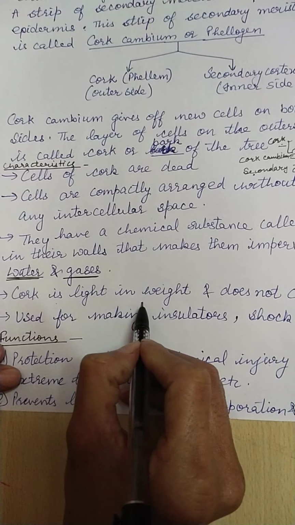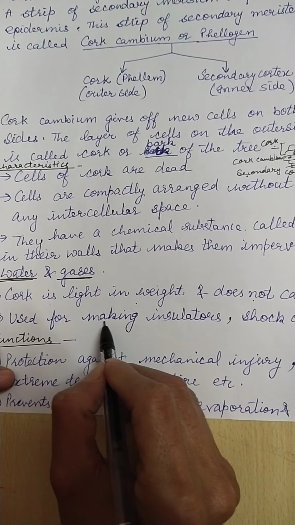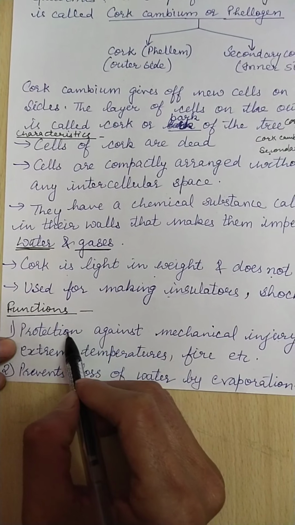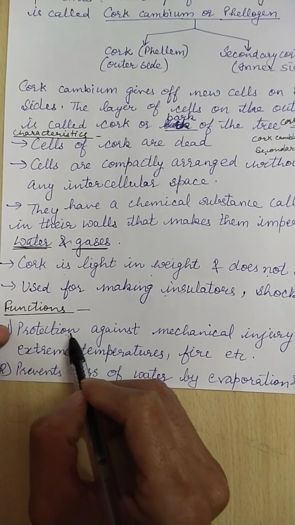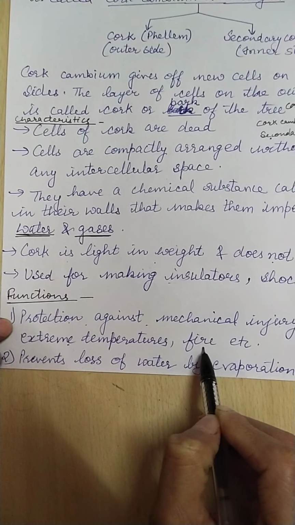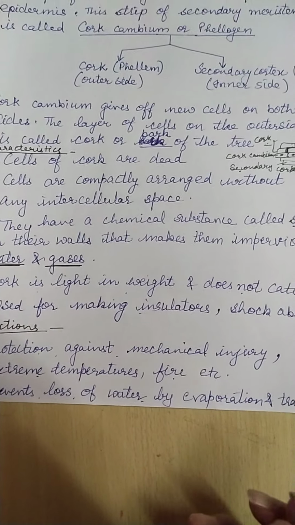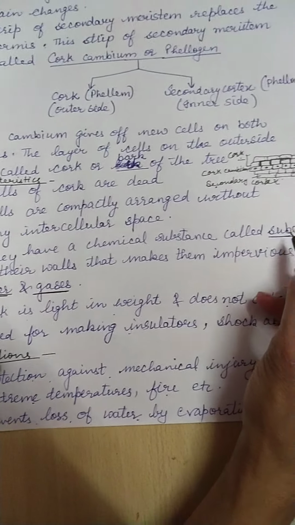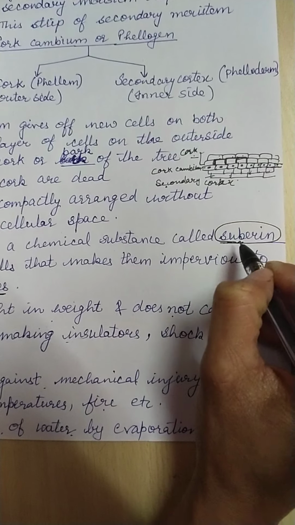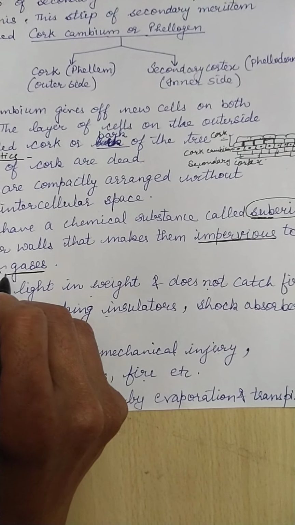Since it is light in weight, it does not catch fire so easily. So this cork of the trees is also used in making insulators or shock absorbers. The main functions of the cork are, number one, protection against mechanical injury, extreme temperatures and fire, and also it prevents loss of water by evaporation and transpiration. You need to remember that the chemical substance present in the cork is suberin, which makes the walls of the cork impervious, meaning impermeable to water and gases.